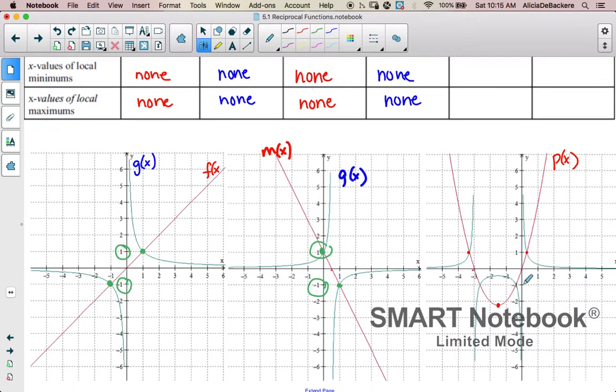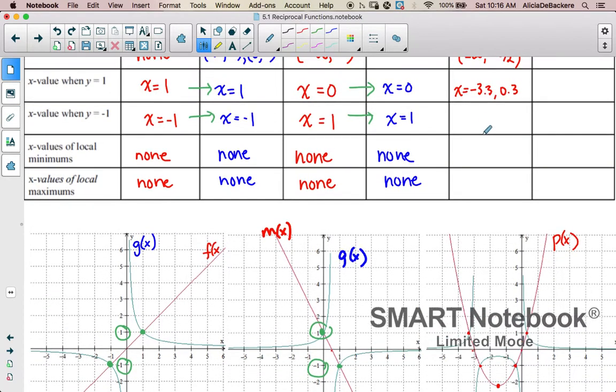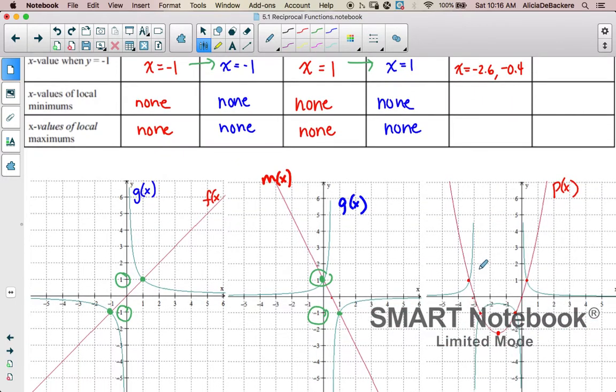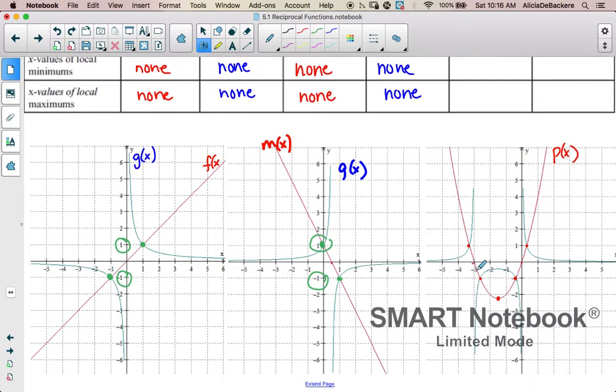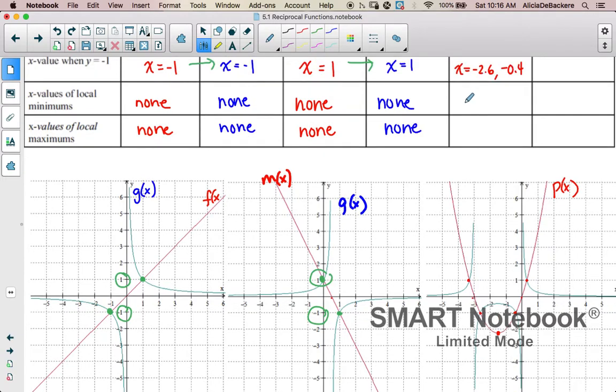And then looking for where my graph crosses y equals -1. So here's the point here, and here's the point here. Again, I used Desmos for this to come up with the values -2.6 and -0.4. So I've got my values for those. Now I'm looking for maximums and minimums. This parabola has a minimum, and the minimum is at x equals -3/2, and there is no maximum.